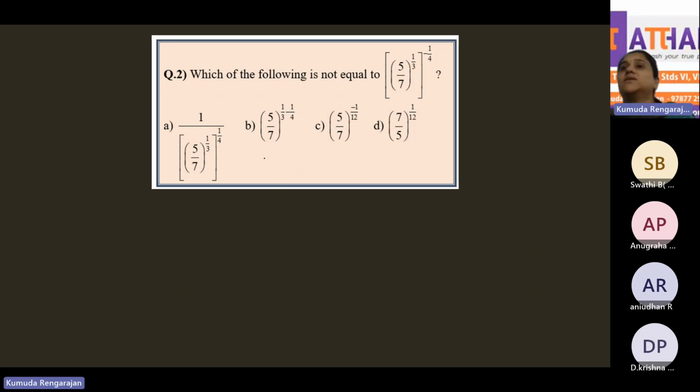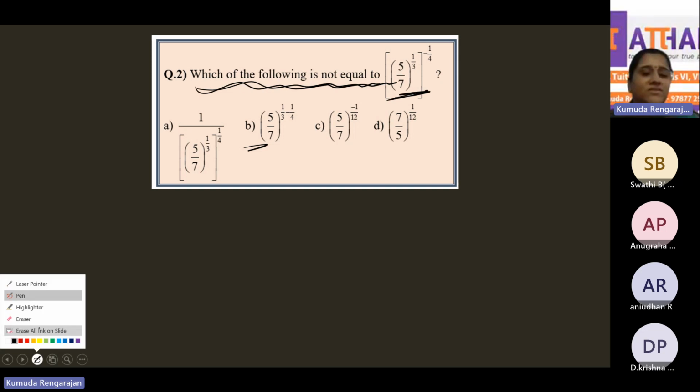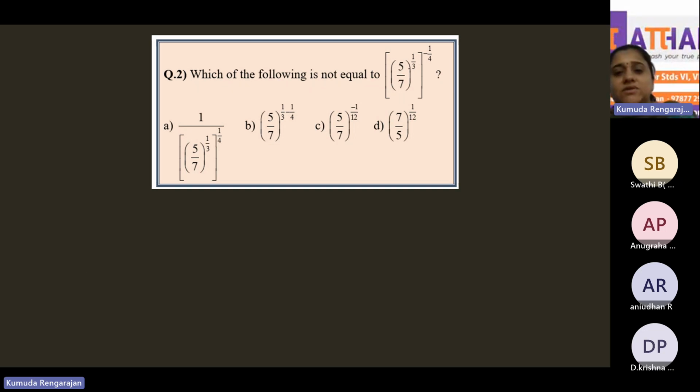B is correct. Which of the following is not equal to this one? So what have they done in the second one? They've subtracted the powers, 1 by 3 minus 1 by 4. You should multiply the powers, but you can see they've subtracted the powers. That's wrong. You have to multiply the powers, 1 by 3 into minus 1 by 4. But here they've subtracted the powers. So clearly this is wrong.